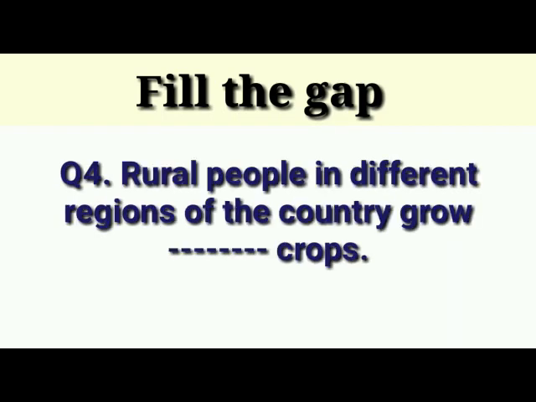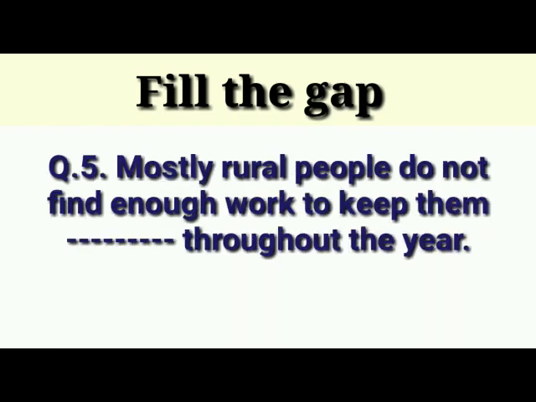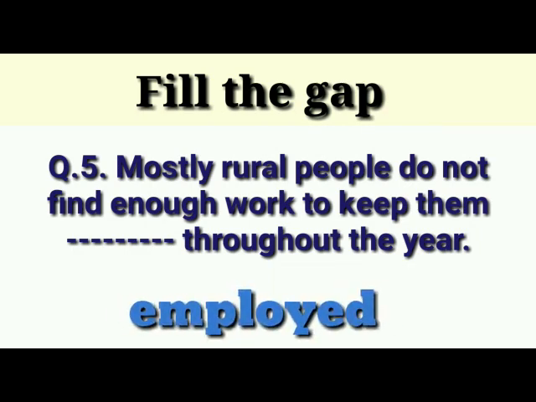Next question is rural people in different regions of the country grow dash crops. Answer is different. Different people grow different crops. Next question is mostly rural people do not find enough work to keep them dash throughout the year. Answer is employed. They are not employed throughout the year.